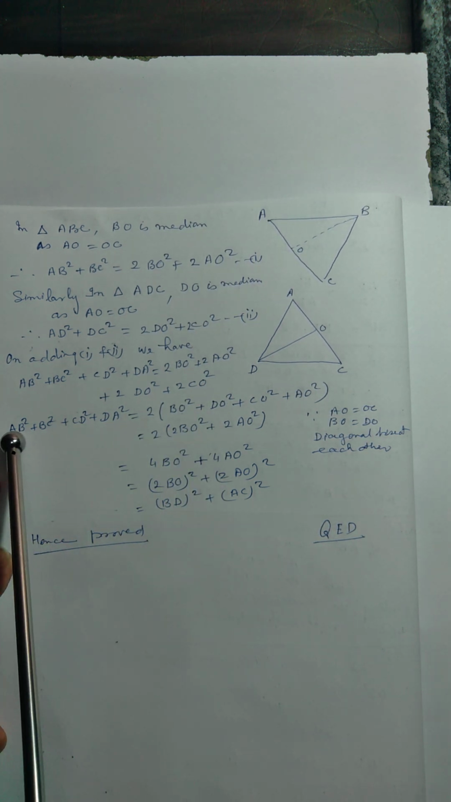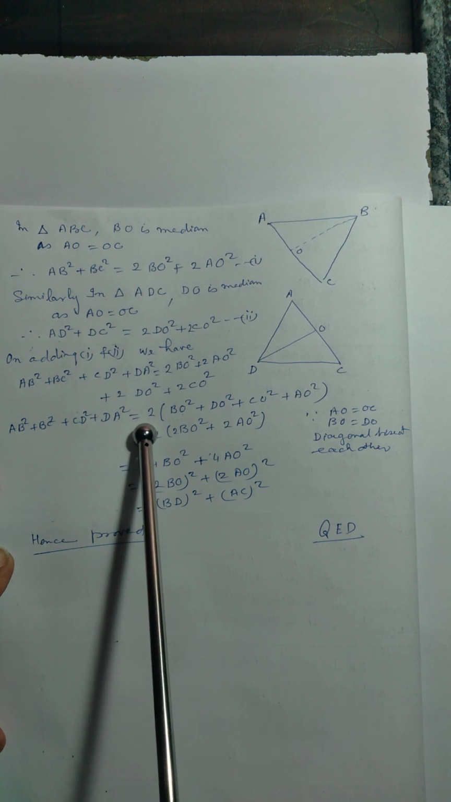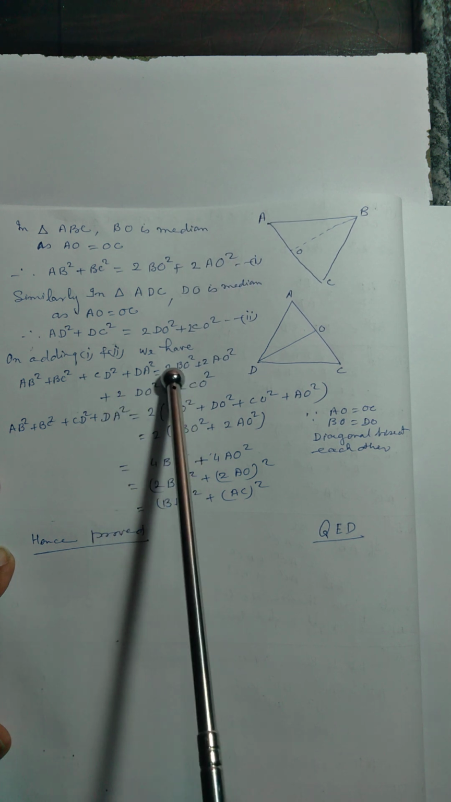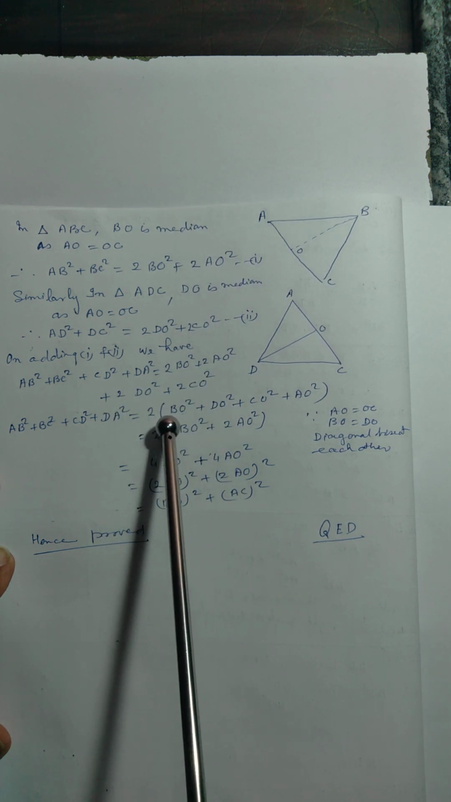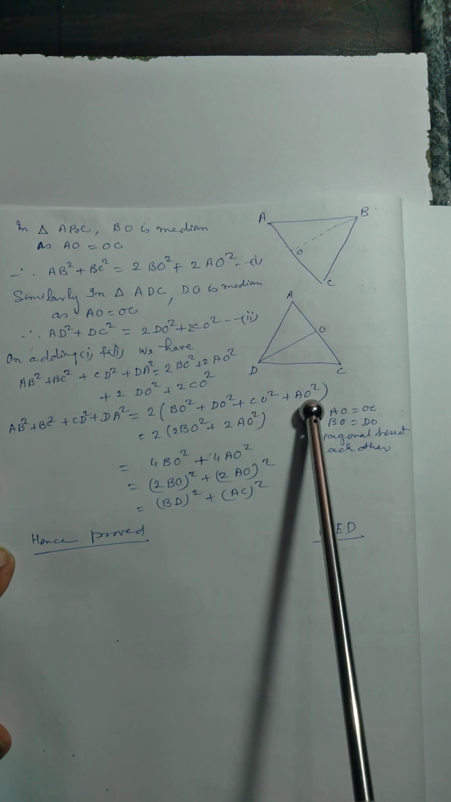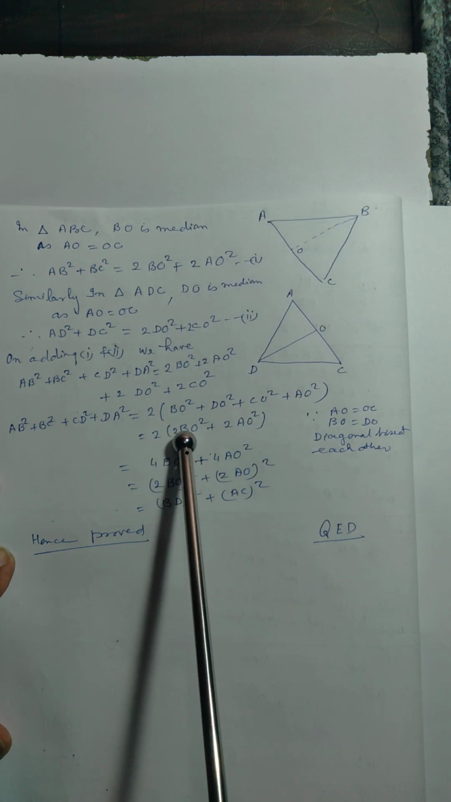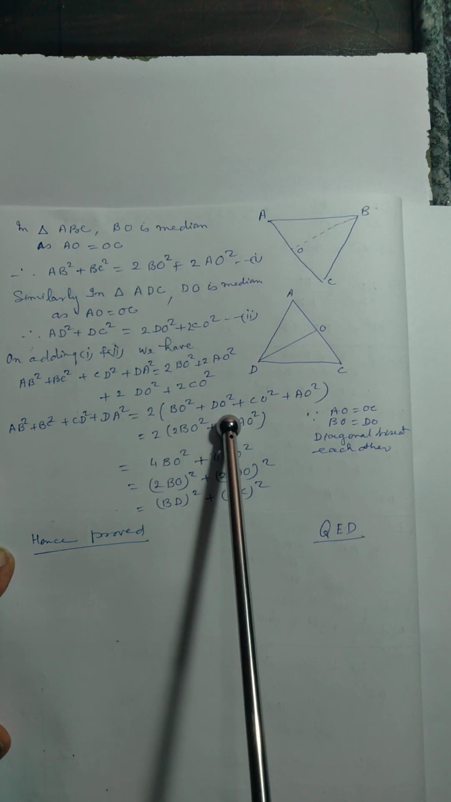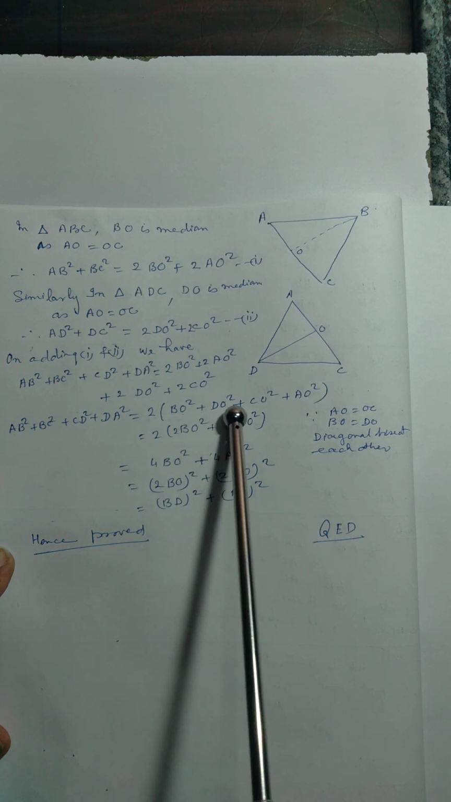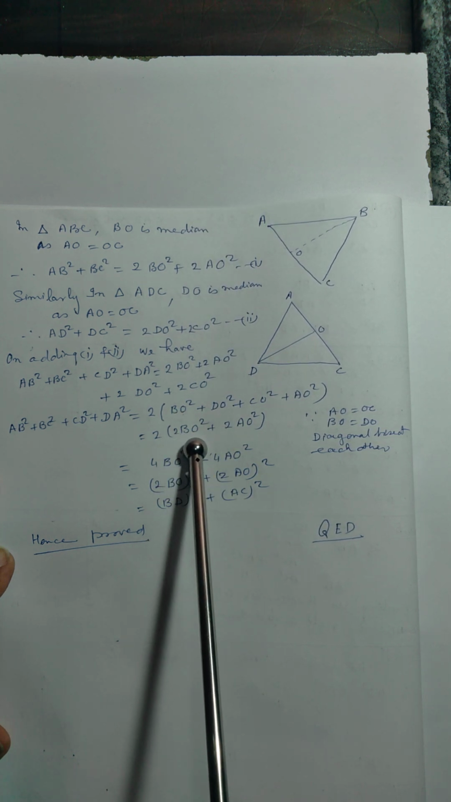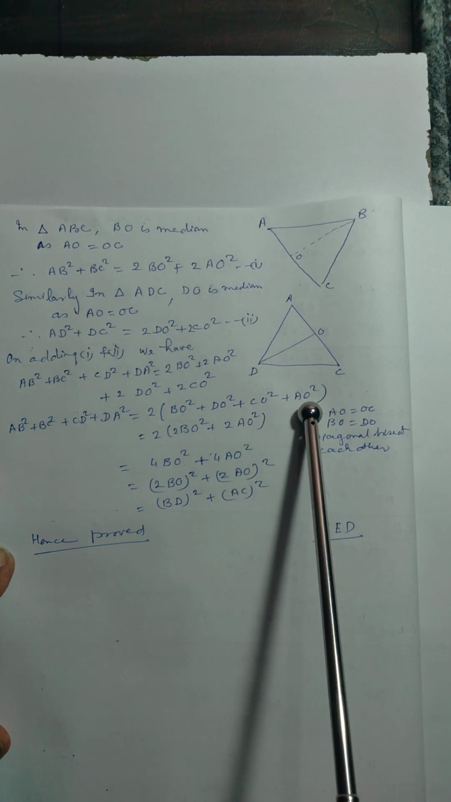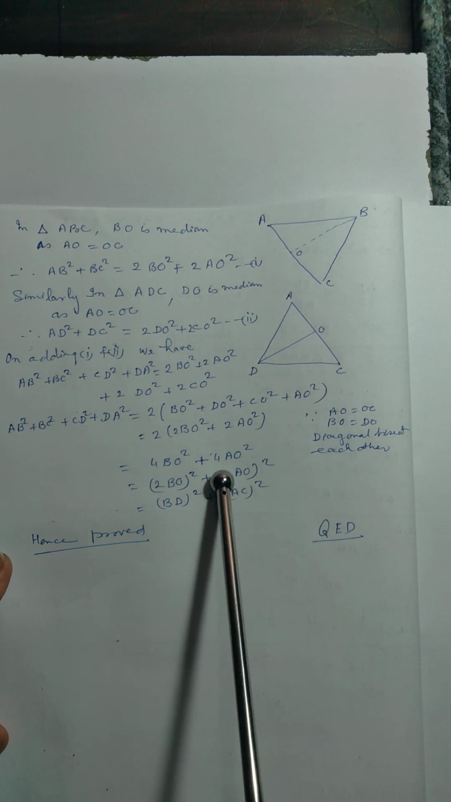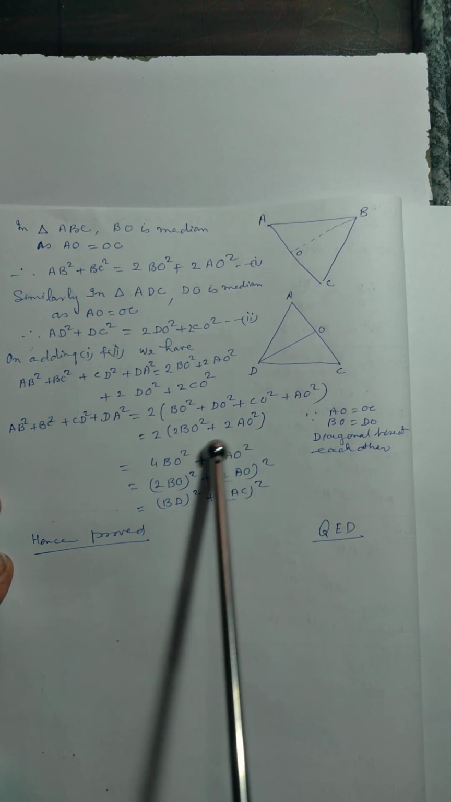You see, these are the sides of the rhombus. Now come to this side. Here you see the 2 is common everywhere, so I have taken 2 outside: BO square, DO square, CO square, AO square. Now, BO is equal to OD, so combining these two I have written twice BO square. CO and AO are equal, means diagonals bisect each other. That is why I have taken twice AO square.